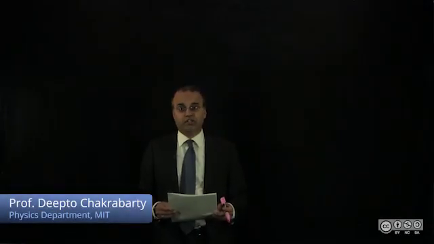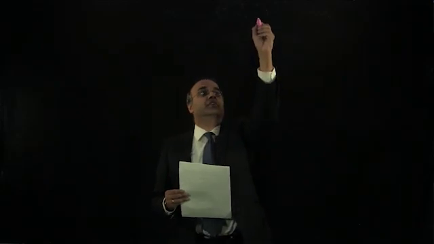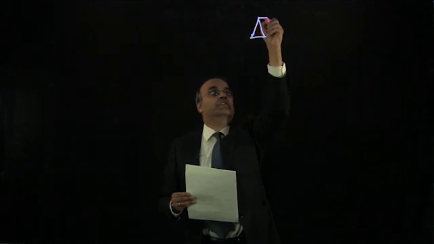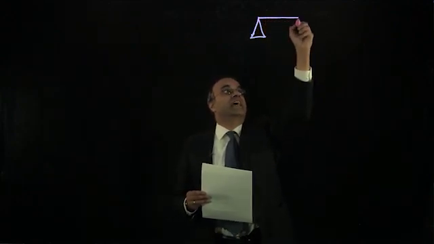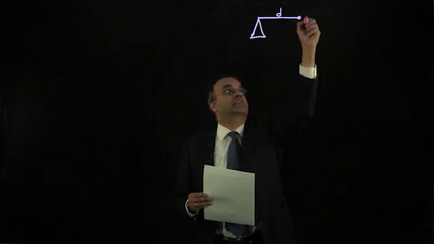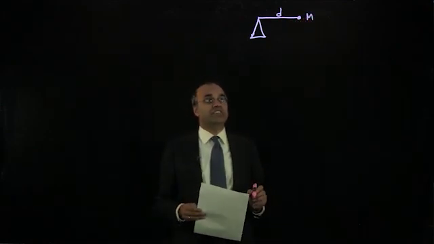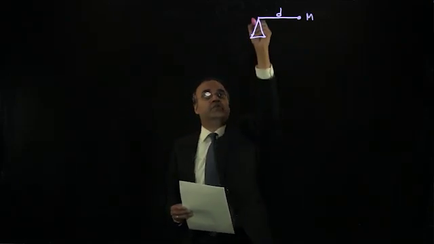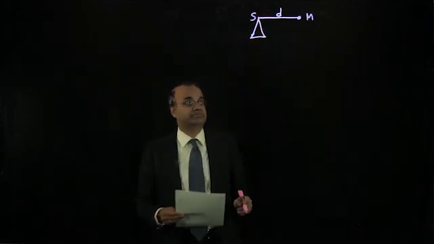A pivoted rod held horizontal parallel to the ground and released from rest will simply fall, rotating about the pivot point. In particular, suppose we have a mass attached to one end of a pivoted rod. So here's my pivot. Here's my pivoted rod, which we'll assume is massless. And it has a length d, and I attach a mass m to one end. If I let this go from rest, it will simply fall, rotating about the pivot point, which I'll call S.